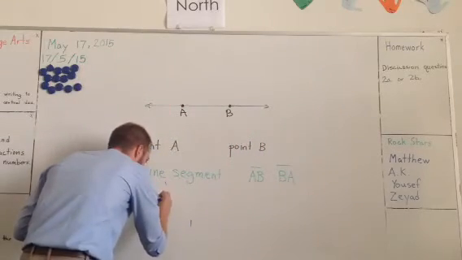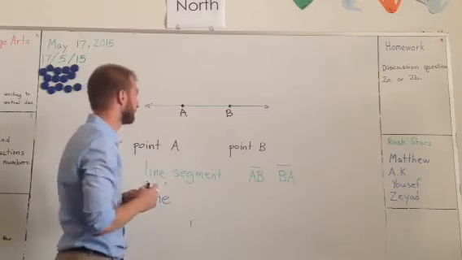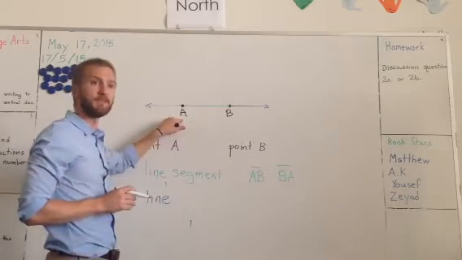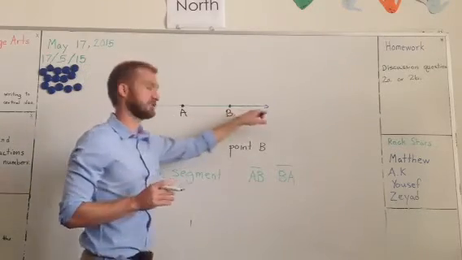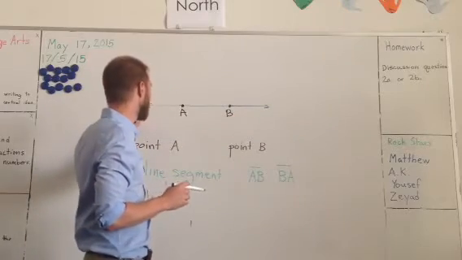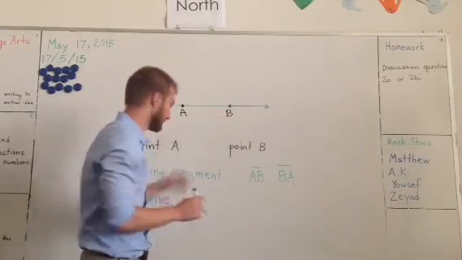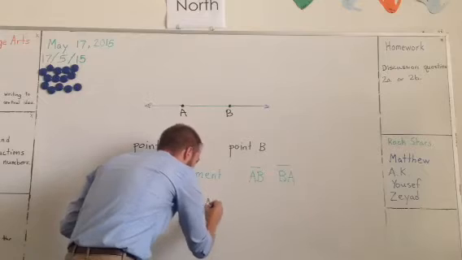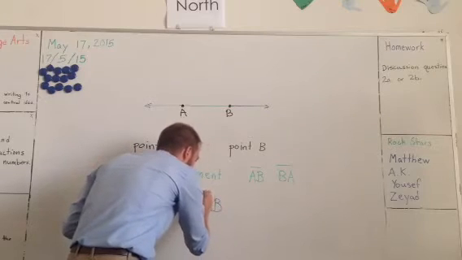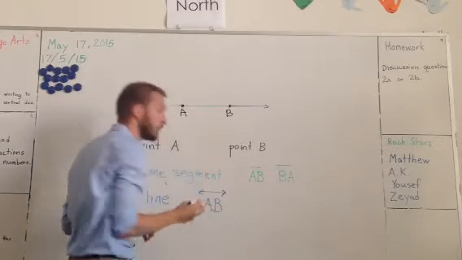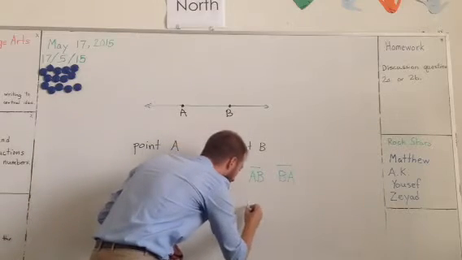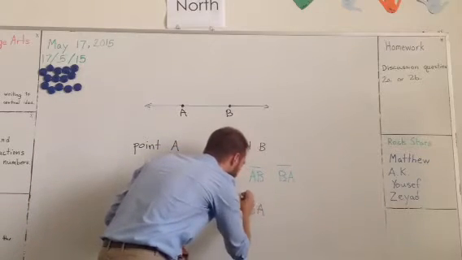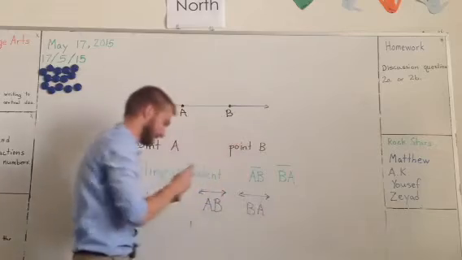That is a line. A line can be named after any 2 points that it passes through. So since this line passes through points A and B, I'll go ahead and call that line AB, which I write like this, or I can call it line BA. I'll write that like that.